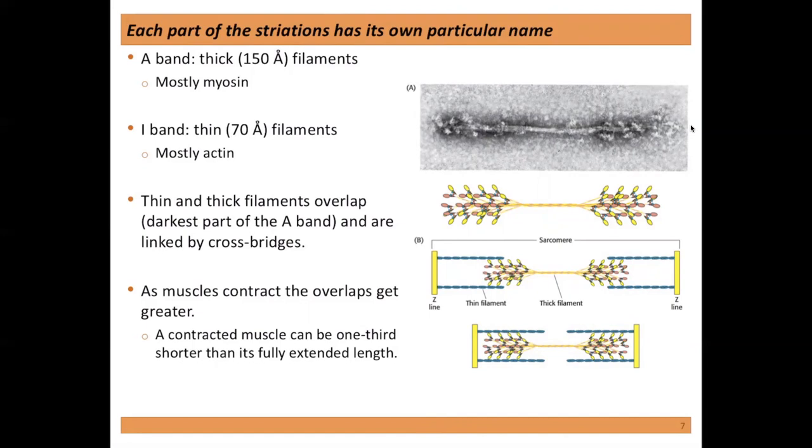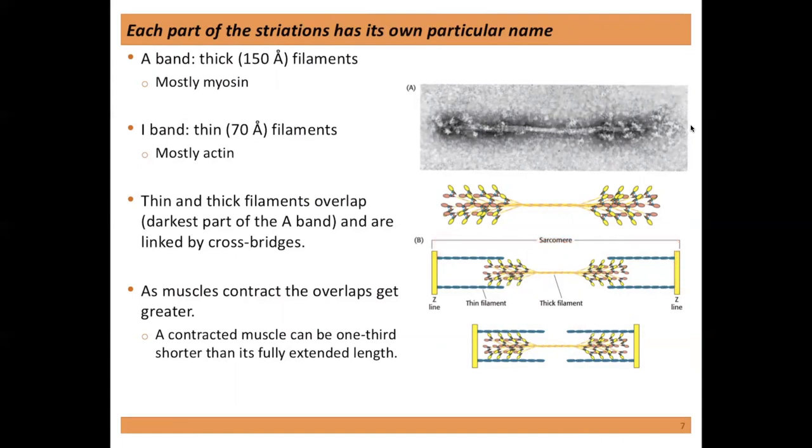So the thick band, about 150 angstrom filaments. They're mostly the protein known as myosin. The thin bands that we can see again over here where you get the light color, they are mostly actin. And again, this is the region where you would overlap and get the darker regions. So the thin filaments are actually bound to the Z line or the Z disc here, and going from here to here, again, is referred to as the sarcomere.